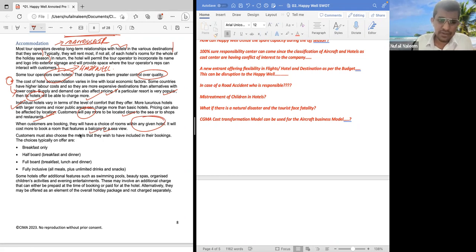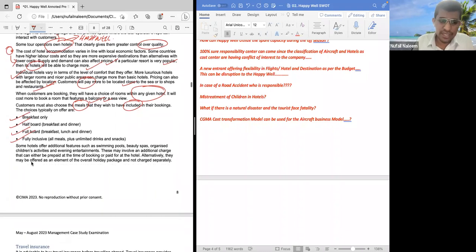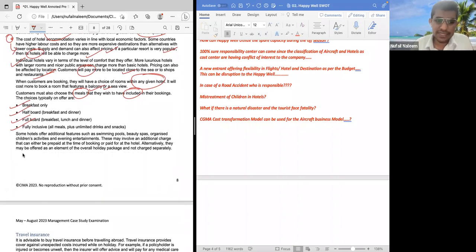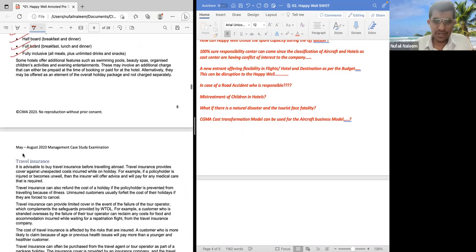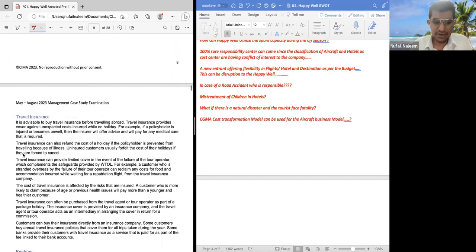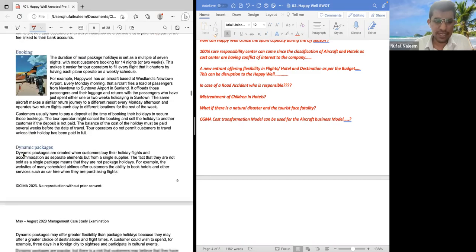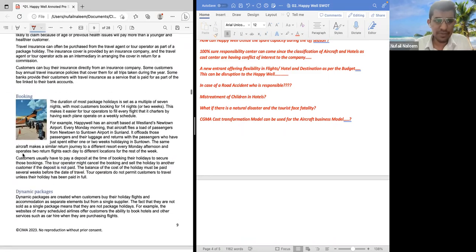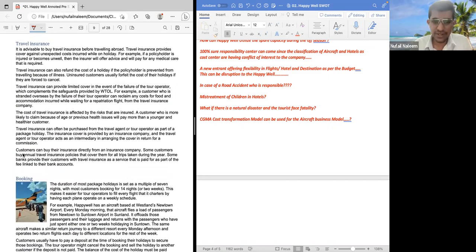Customers must also choose the meals they wish to be included in their booking. There is breakfast only, half board, full board, fully inclusive also. Some hotels offer additional features such as swimming pool, beauty spas, organized children's activities, entertainment, all those things. Now, students, the hotel part is also done without any issues. I want to come to, if I'm not mistaken, the travel insurance.